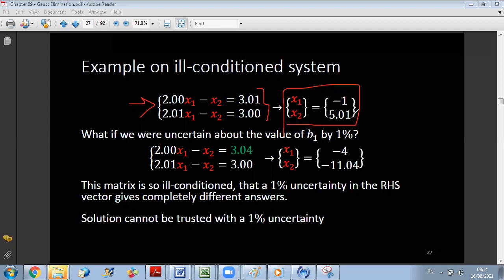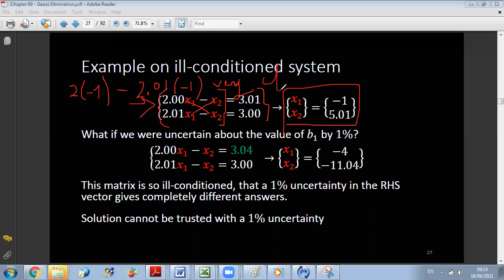You will get one possible solution, which is x1 equals minus 1 and x2 equals 5.01. But here, if you calculate the determinant of this matrix, you will see that it is close to 0. This is why, when the determinant is close to 0, the degree of uncertainty of your solution will be high if you just vary one of the numbers in this equation by a small amount. Because here, if you calculate the determinant of this matrix, you have 2 times minus 1 minus 2.01 times minus 1. So you will get a value very close to 0.